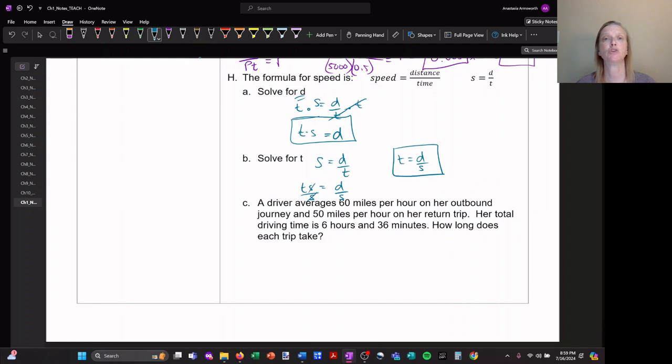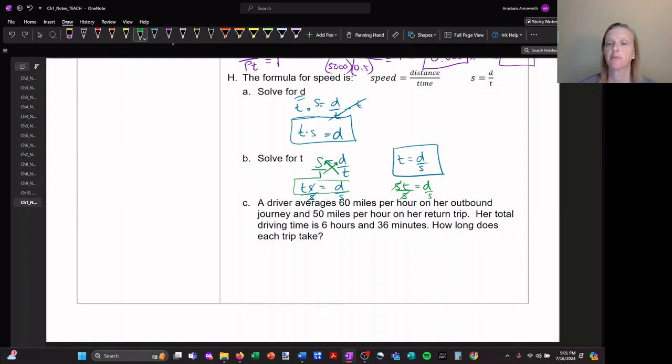Another way to look at this would be to do cross multiplication. So if you imagine S as being S over 1, you multiply the denominator on the left times the numerator on the right, the denominator on the right times the numerator on the left, and you get S times T equals 1D. Notice that's basically the same thing we had written here. And then the next step was to divide both sides by S, and you still get T equals D divided by S. Let's apply the equations we've just derived.